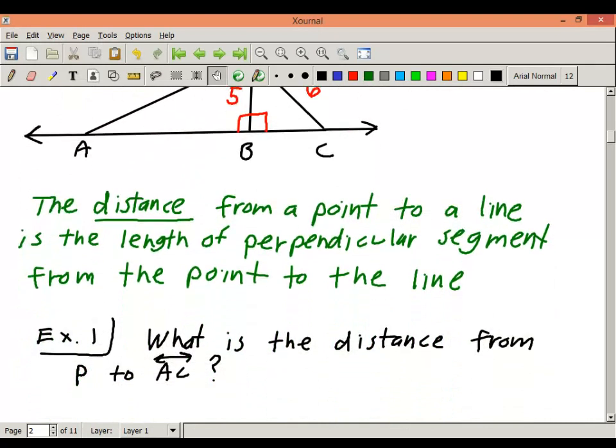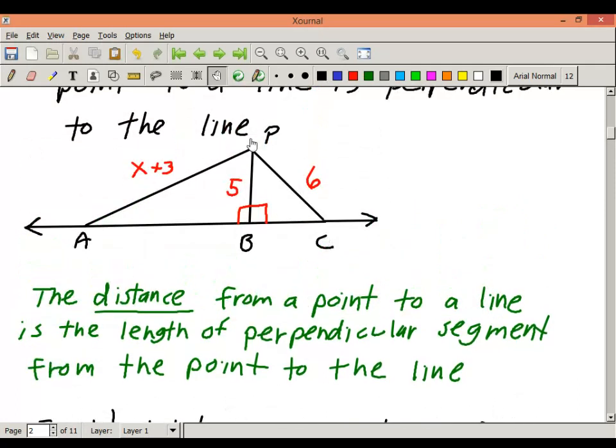So I guess we already answered example number 1. It says, what is the distance from point P to line AC? Well, it's the length of the perpendicular segment from point P to line AC, which is 5.